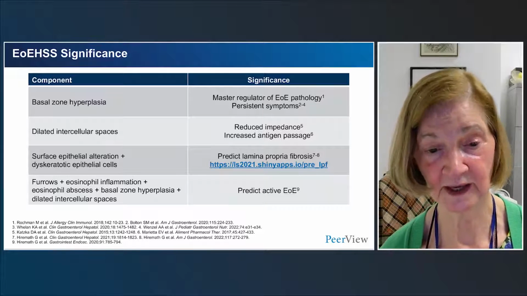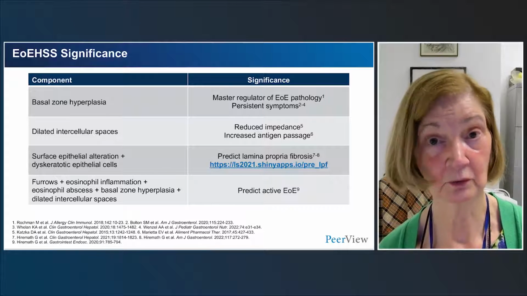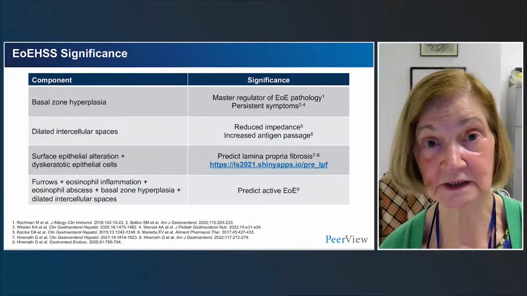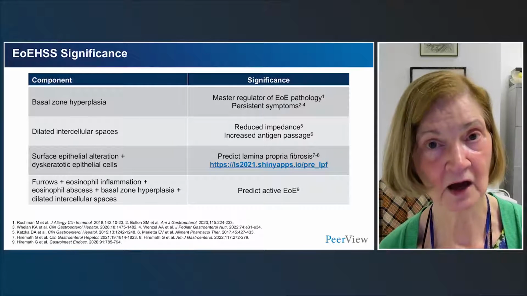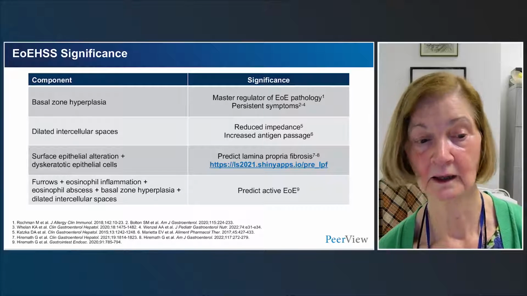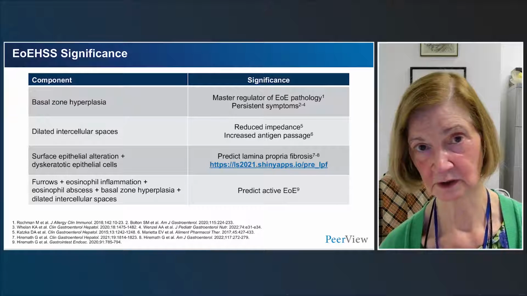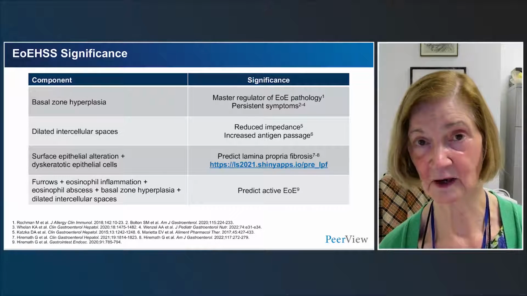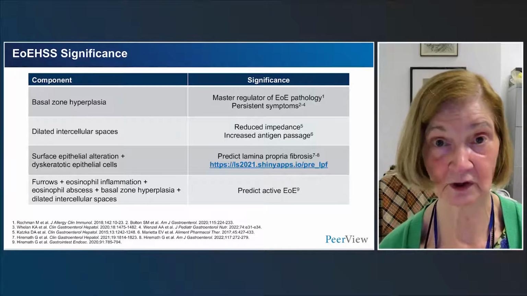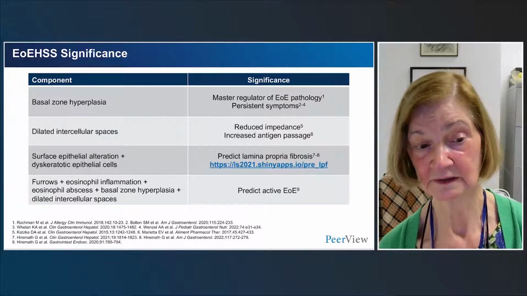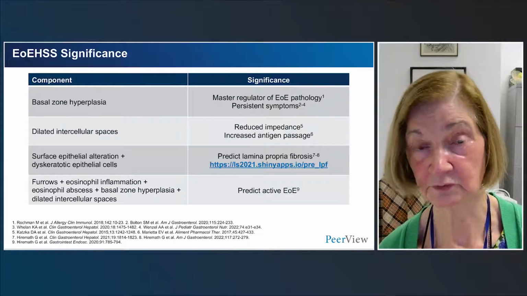And in addition to that, in patients who have been treated, whose biopsies show either fewer than 15 eosinophils in a high power field or no eosinophils, but who have ongoing symptoms, they sometimes have persistent basal zone hyperplasia, which raises the question, is that hyperplasia causing those symptoms and providing another target for therapy? Same with dilated intercellular spaces. They are associated with reduced impedance.